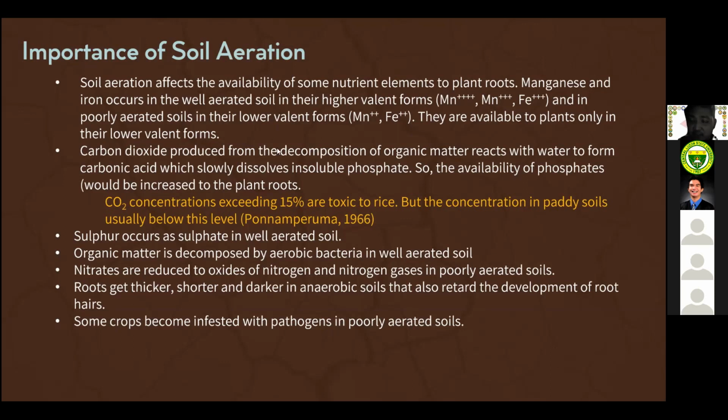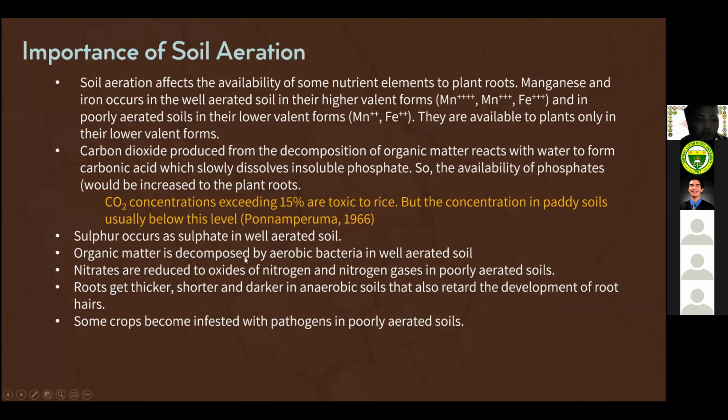So actually, carbon dioxide concentrations exceeding 15% are toxic to rice, but the concentration in paddy soils is usually below this level. Then sulfur occurs as sulfate in well-aerated soil. So of course, we know that sulfate is the available form of sulfur in soil. So it's very favorable siya kapag aerated yung soil natin.